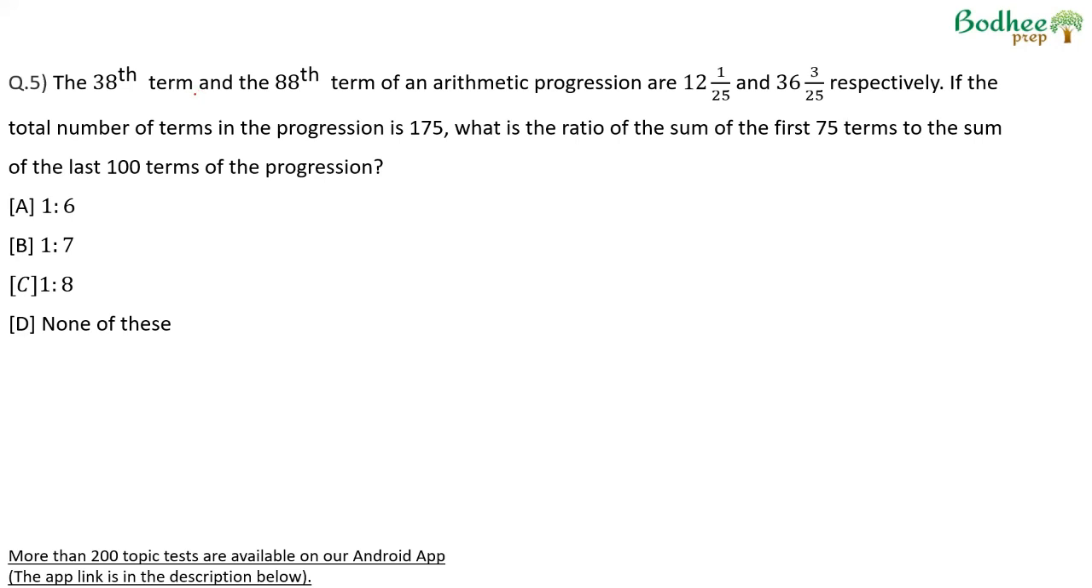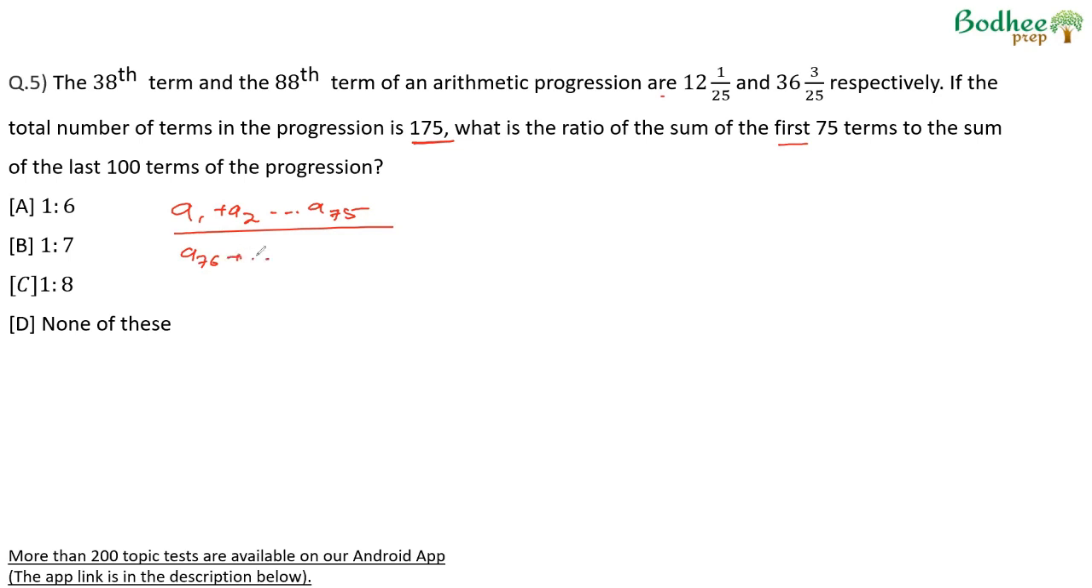The 30th term and the 80th term of an arithmetic progression are 12, 1 by 25, and 36, 3 by 25 respectively. If the total number of terms of the progression is 175, what is the ratio of the sum of the first 75 terms, A1 plus A2 plus A3 up till A75, where An is the nth term of the progression, to the sum of the last 100 terms?